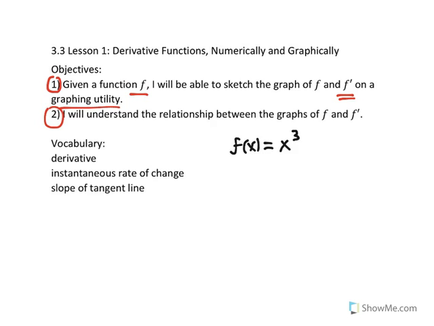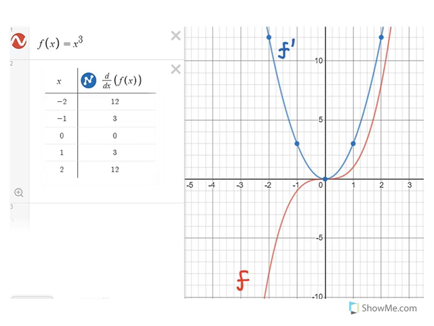We've done objective 2 for our first example, and now we will go ahead and do objective 2 for our second example. Understand the relationship between the graphs of f and f prime. To understand that relationship, remember that f prime is the derivative, and it gives us slopes of tangent lines to the graph of f at different x values.